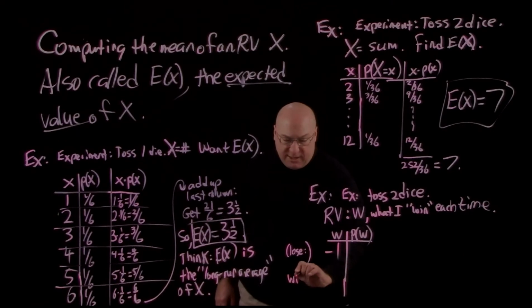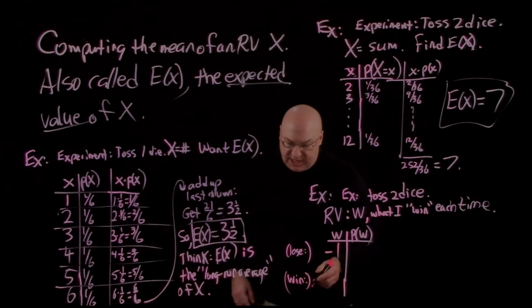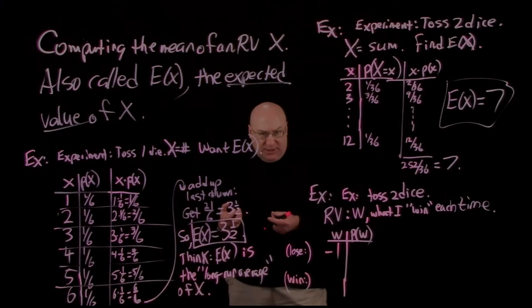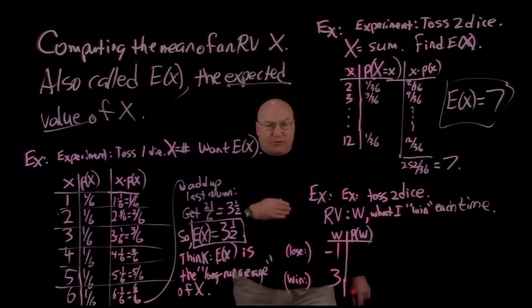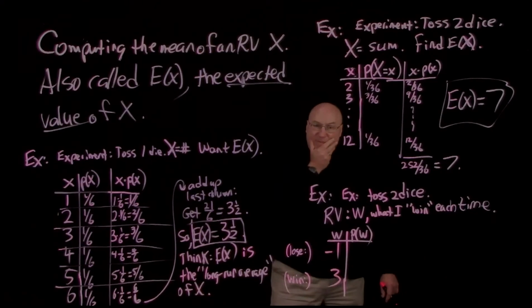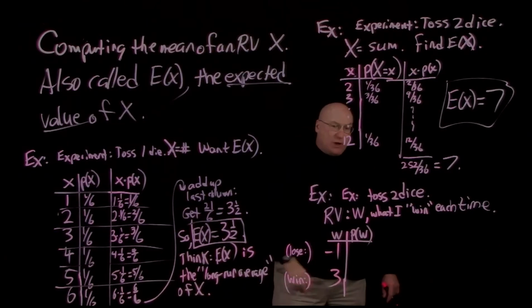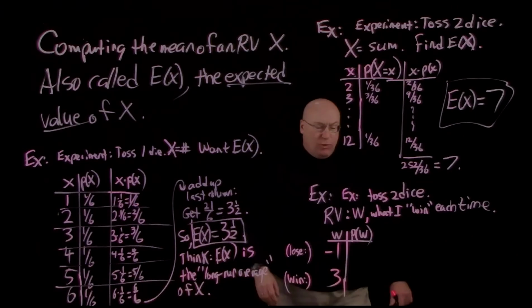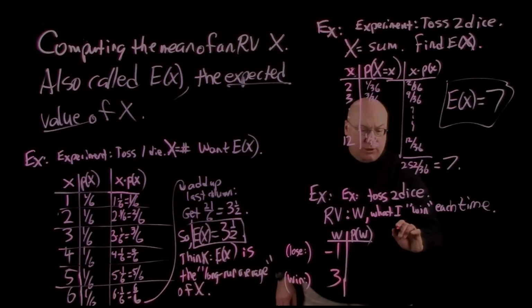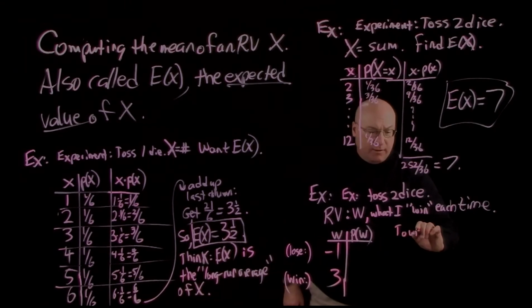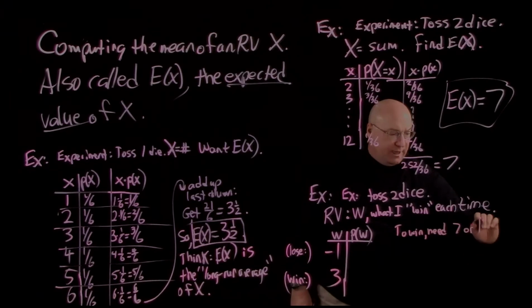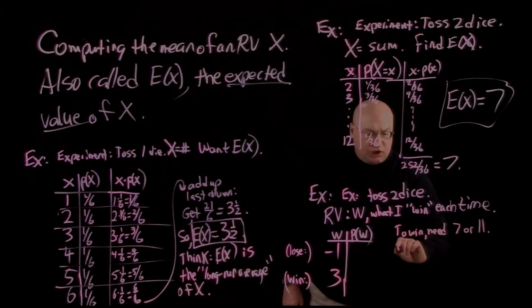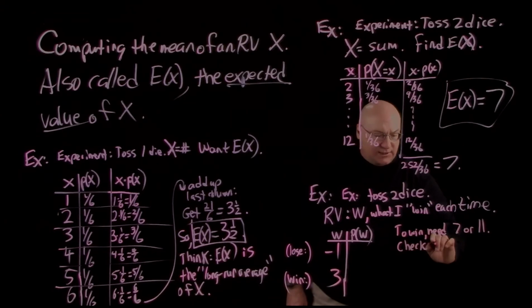If we win, what does it say? We're given $4, but we've paid in $1. So what we've actually won is 3. Sound good? What is the probability in each case? Well, let's see, I have plenty of room. So to win, we need a 7 or 11. So check your chart for tossing 2 dice.